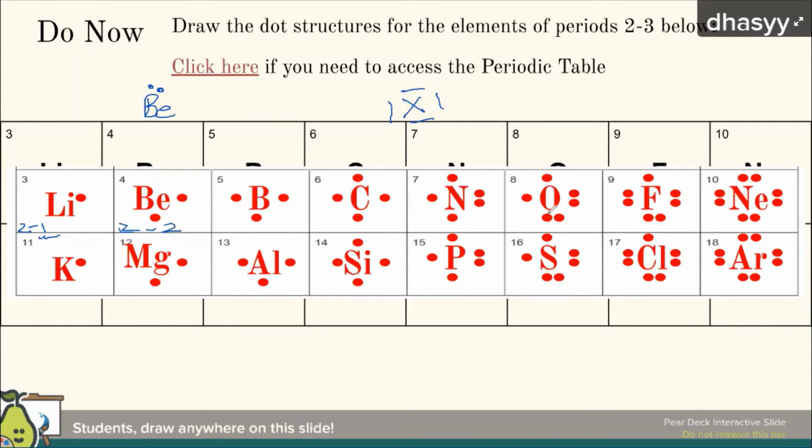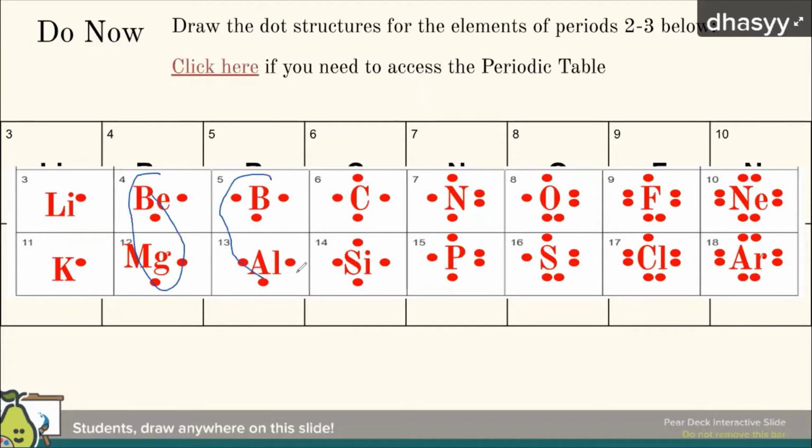And then as you can see, dot structures look a little bit different, but there are also some similarities. What similarities do you see and should you expect to see? Okay, feel free to put it in the chat or unmute. What similarities do you see? Like when it's the same kind of valence electrons, Be and Mg are the same, and then B and Al.